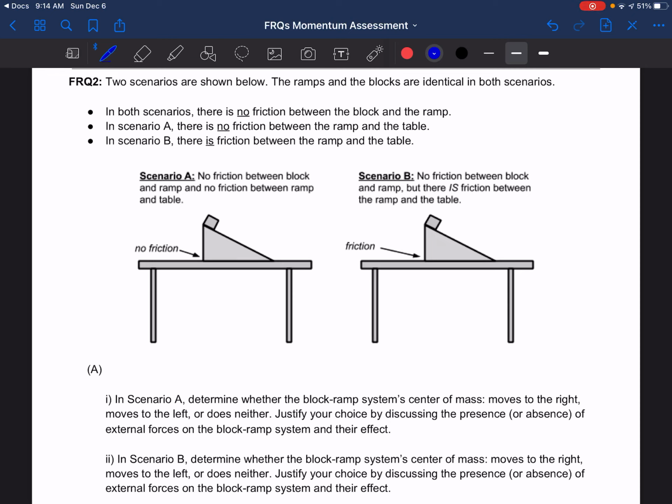Okay, so in this scenario, as a reminder, there's no friction here or there. All right, so there's no friction between the blocks and the ramps. However, there is friction here, and there is not friction there. And it might seem a little bit weird, but what this means, if there's no friction here, this ramp is actually going to get pushed backwards.